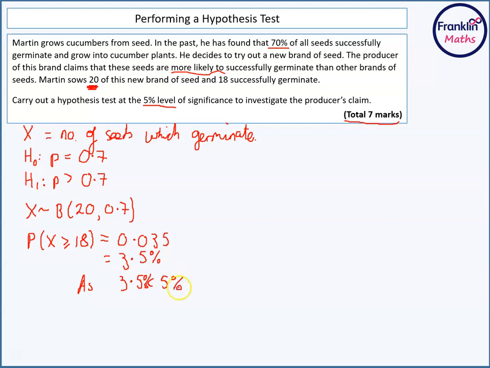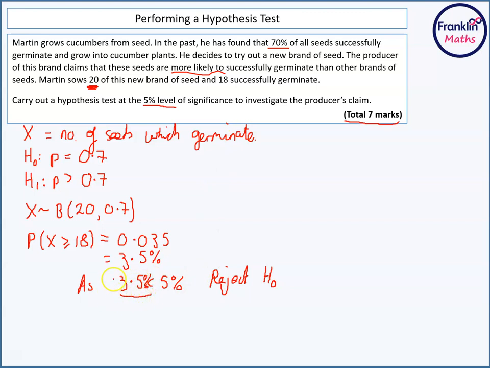Well, what can we say? In this case, we're going to reject H0. So what we're going to say is that if 18 out of 20 have germinated, then we've got enough evidence to say the producer's claim is right, because there was such a small chance of it happening.